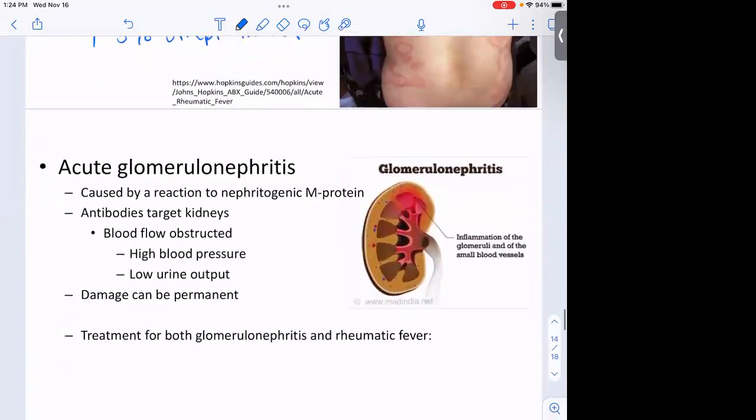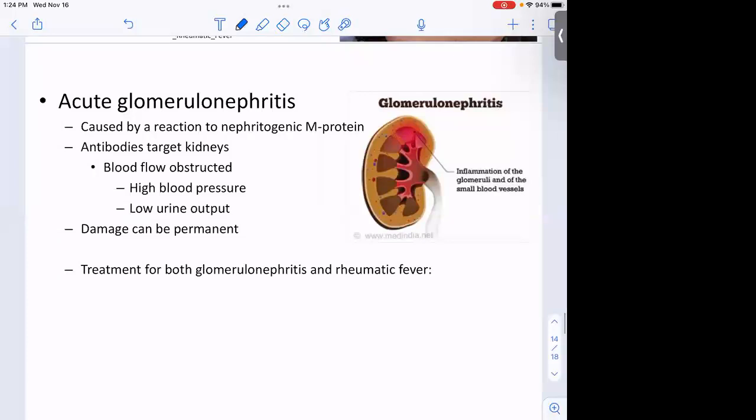Okay, that other M protein, the nephritogenic M protein, we see a little different complication, acute glomerulonephritis. And without getting into the physiology or anatomy of the kidney, basically these antibodies are going to target and get parts of the kidney and get kind of stopped up in there. So the blood flow gets obstructed, blood pressure goes way up, urine output goes way down, and the damage to the kidney can potentially be permanent.